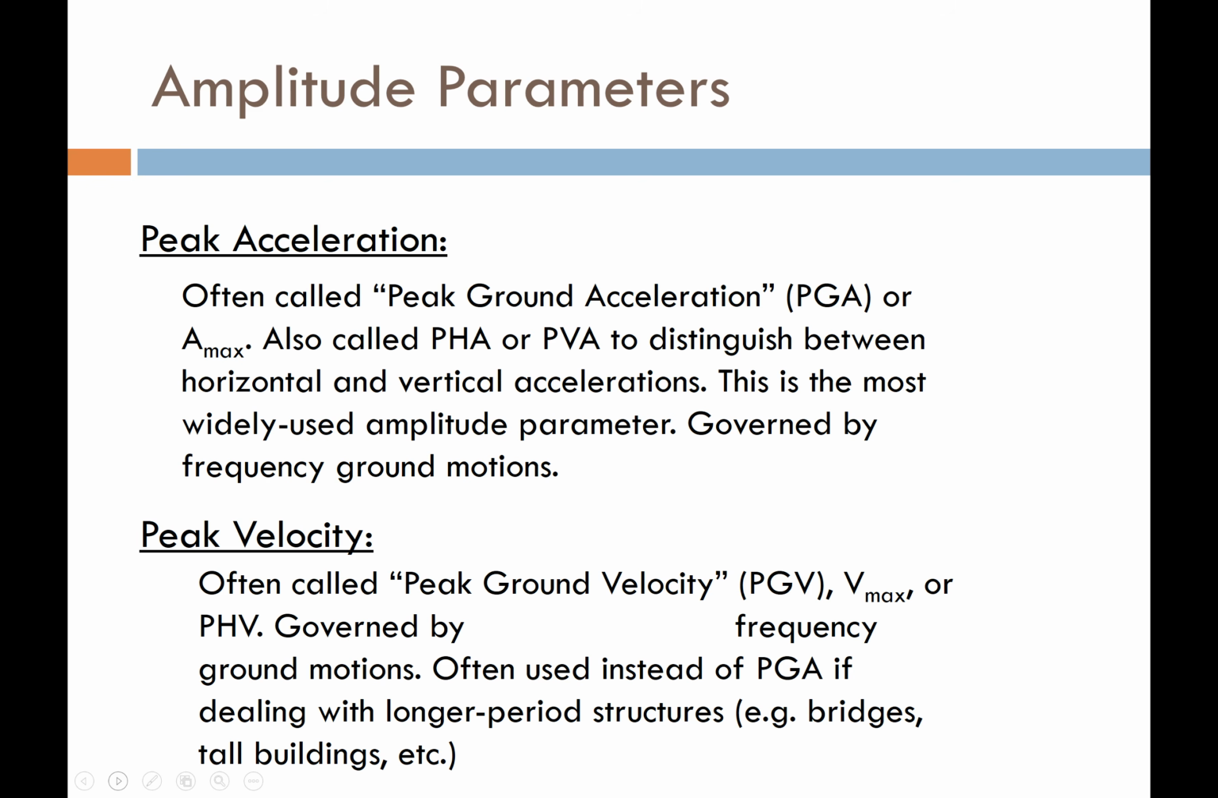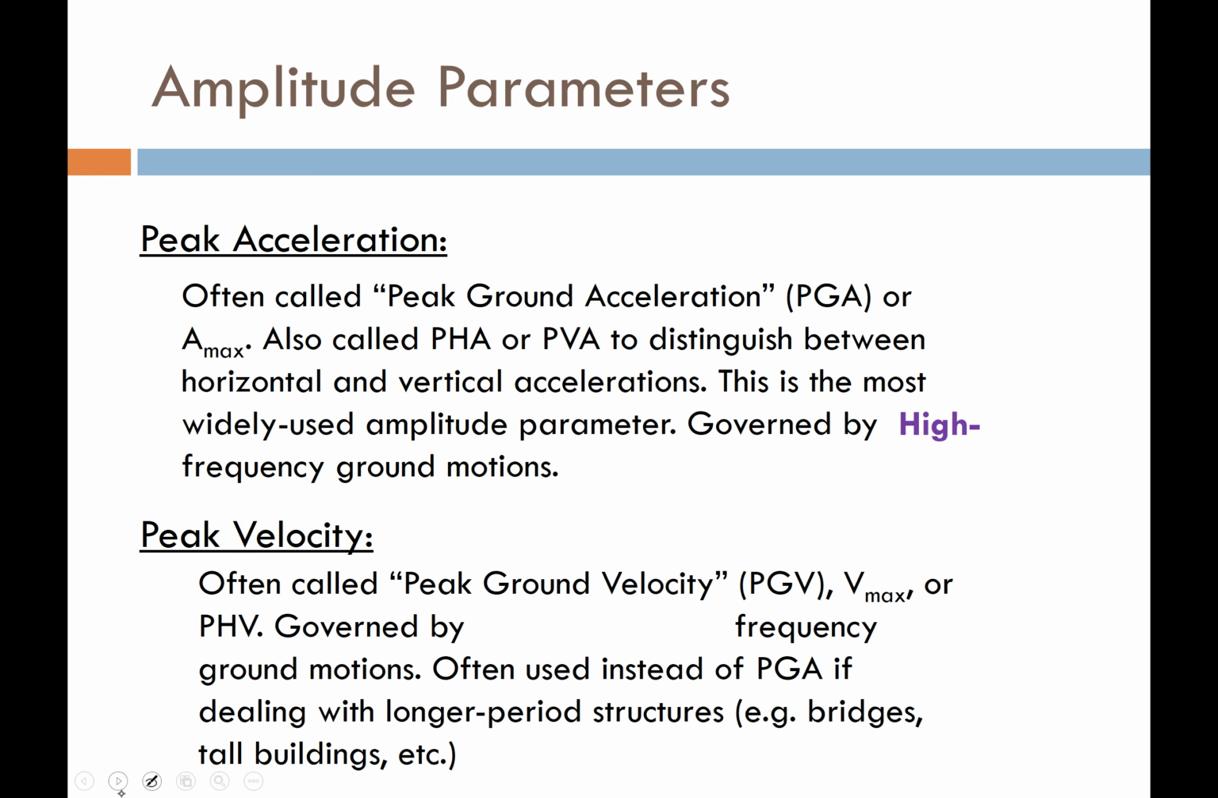It has some different names. The peak ground acceleration is a common name, or sometimes we call it A max, for maximum ground surface acceleration. It's also called PHA for peak horizontal acceleration, or sometimes we'll use PVA, which is peak vertical acceleration. But all of these things generally refer to the same principle. We have an acceleration time history, and all we're doing is taking the largest acceleration, whether it's positive or negative. We're just taking the largest absolute value of the acceleration, and that's our peak acceleration.